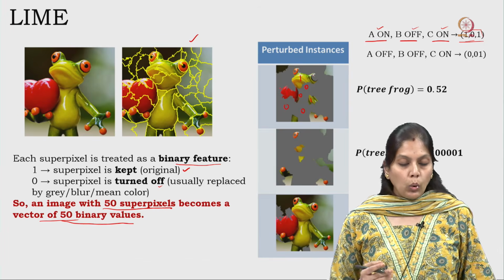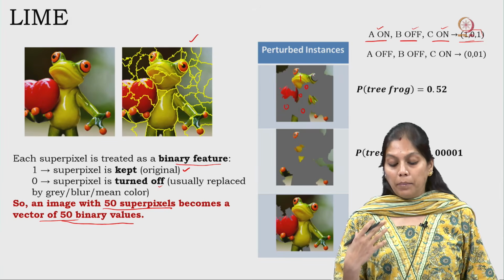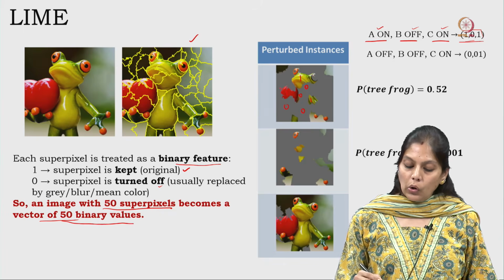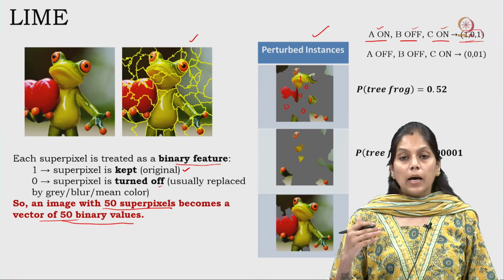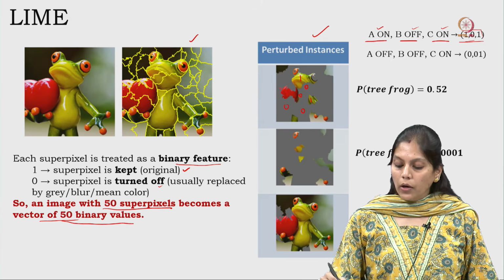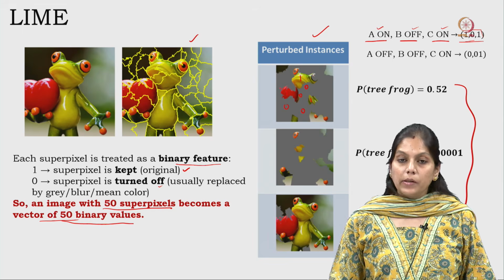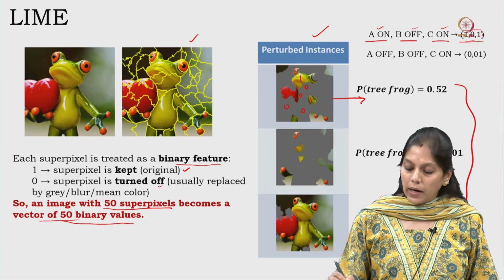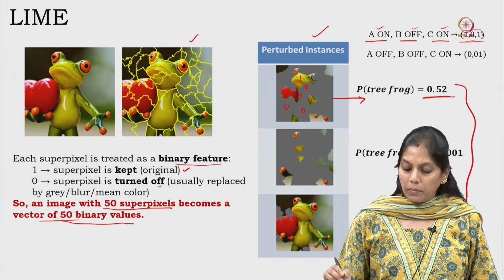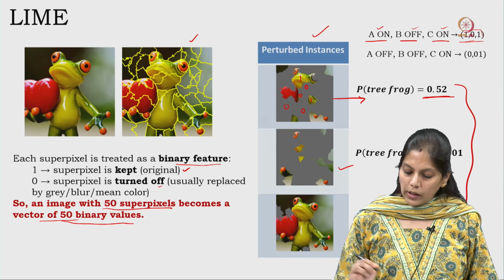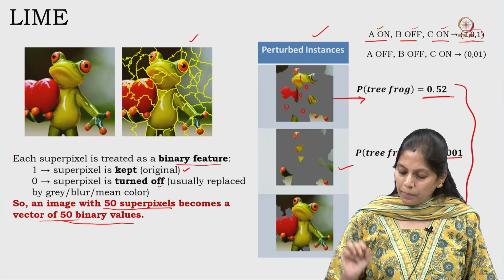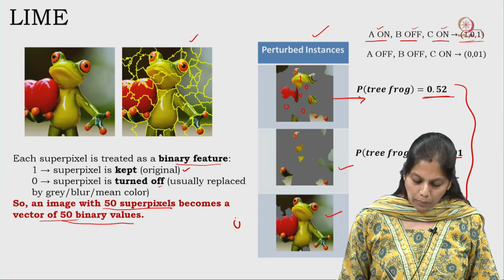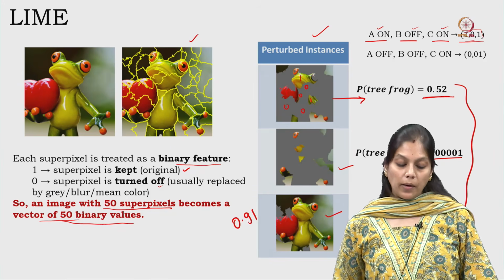Then, as we were passing the perturbed instances to a model to get the prediction, here also all these perturbed instances are passed to the CNN model, and we are going to get the predictions. Here this particular image, when it is passed to the CNN, gives us this probability. When this is passed to the CNN model, it gives us this probability. When this image is passed to the CNN, it gives us a probability of 0.91.